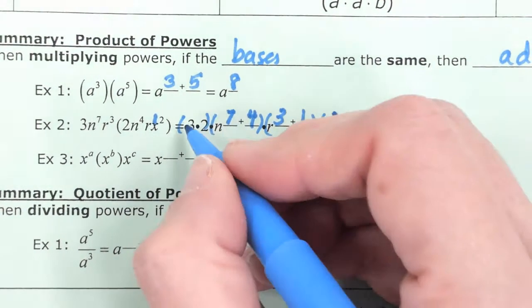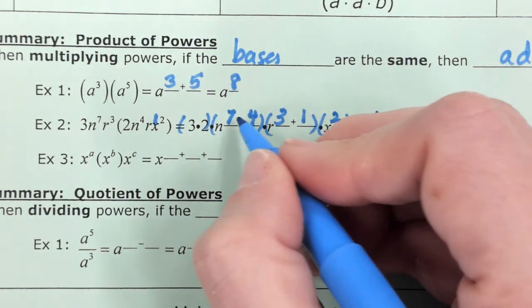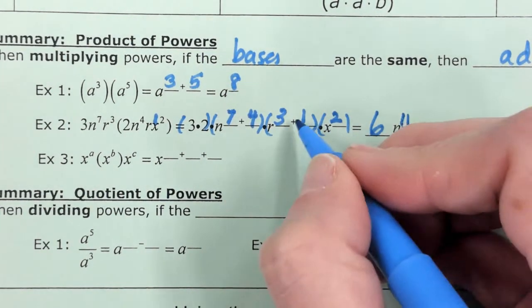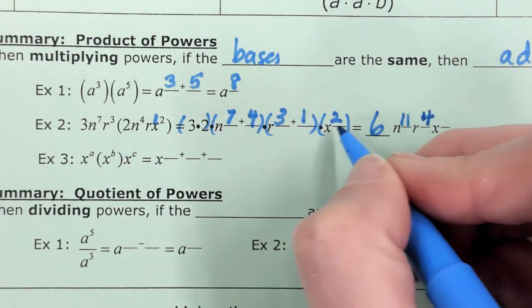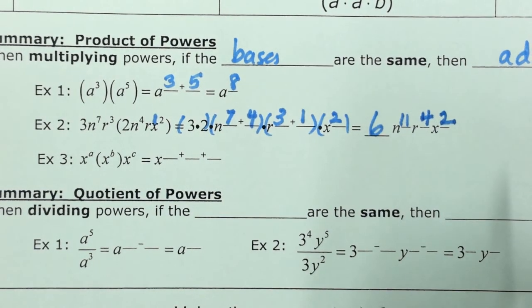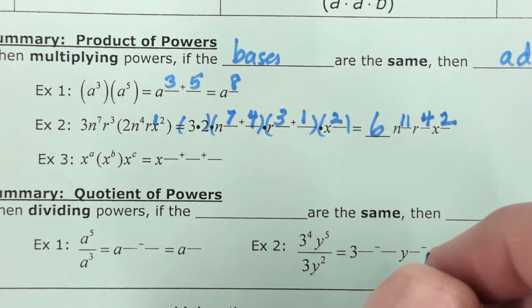So now I'm going to combine those. 3 times 2 is 6. N to the 7 plus 4 is 11. R to the 3 plus 1 is 4. X squared. So again, all we did was add up those exponents.